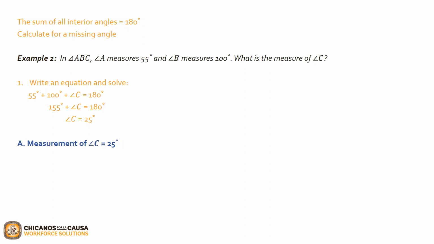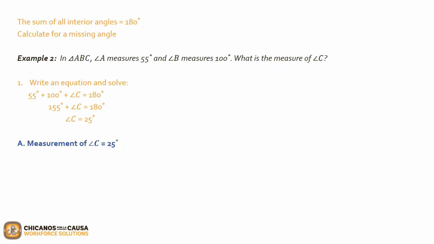Remember those variables x and y? Well, in this case, we're going to use angle C because that is what we're trying to find. So when we write an equation, we're going to add angle A plus angle B plus angle C. And we already know that the total of those three angles should give us 180 degrees. So now this is our expression: 55 degrees plus 100 degrees plus angle C gives us a total of 180 degrees.